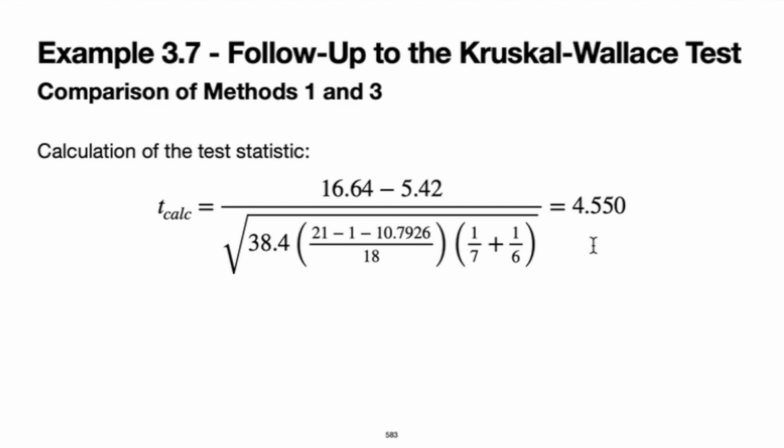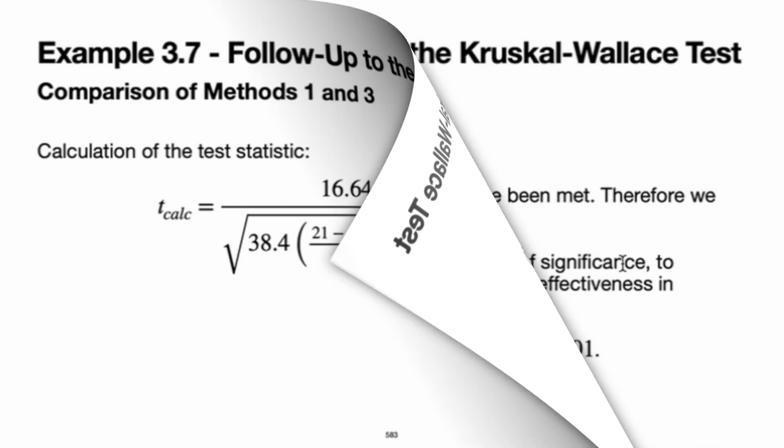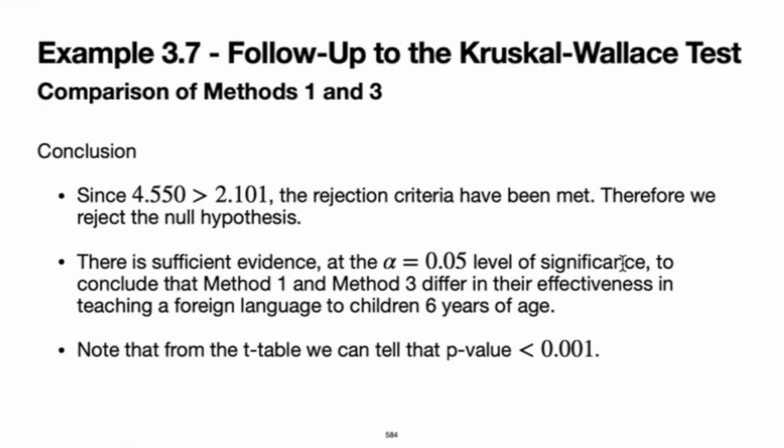And that turns out to be 4.550. And so since that exceeds the upper critical point, again, the rejection criteria have been met. And so therefore we reject the null hypothesis. So we can say there is sufficient evidence at the 0.05 level of significance to conclude that method 1 and method 2 differ in their effectiveness in teaching a foreign language to children 6 years of age.